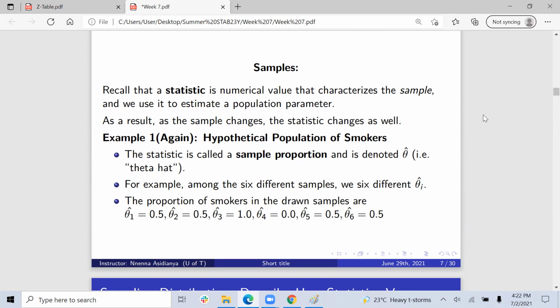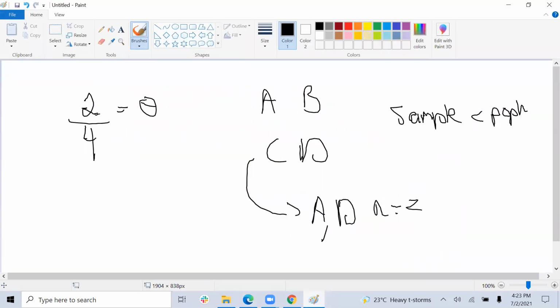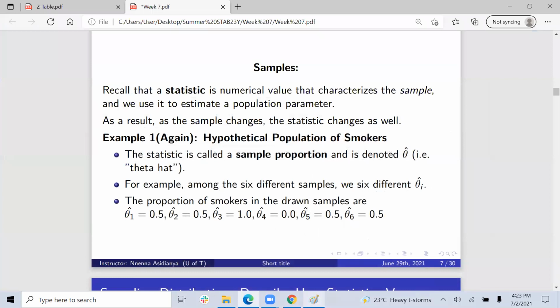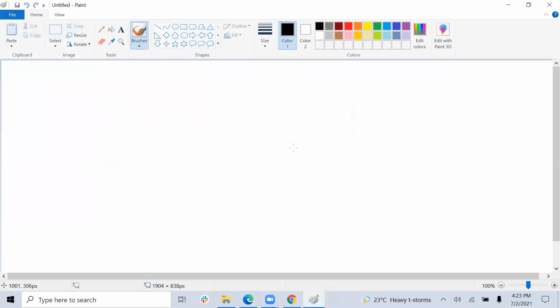Now recall that a statistic is a numerical value that characterizes the sample, right? So that means you have a set of observations, and then from that set of observations, you compute your statistic, right? So I'm going to do the exact same thing that I did with the population of size 4, except this time the sample is actually size 2, right? So let's see how this is going to work.